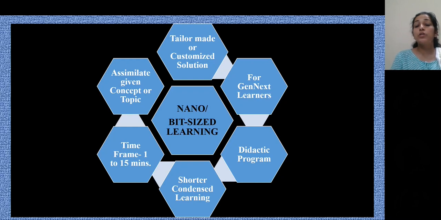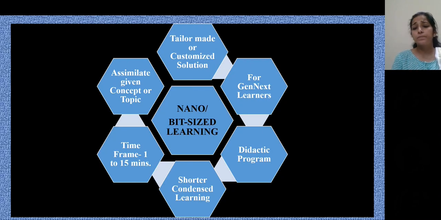Then we are talking about the shorter duration. That means we have just said that the time frame is 1 to 15 minutes. That means we are taking the attention span of a learner for a shorter period, that is up to 15 minutes. But the ideal time for the learner for the nano learning capsule is 5 minutes. It can extend up to 15 minutes, but the ideal time is 5 minutes.